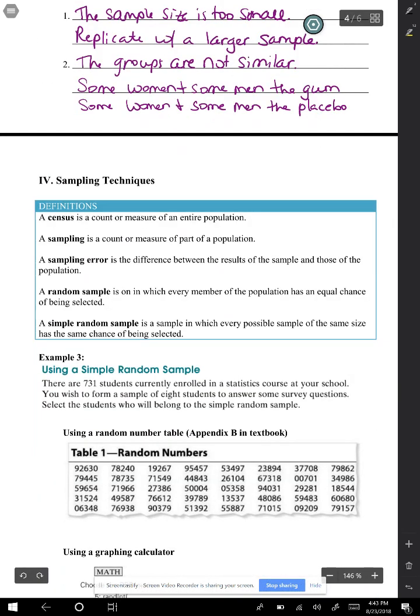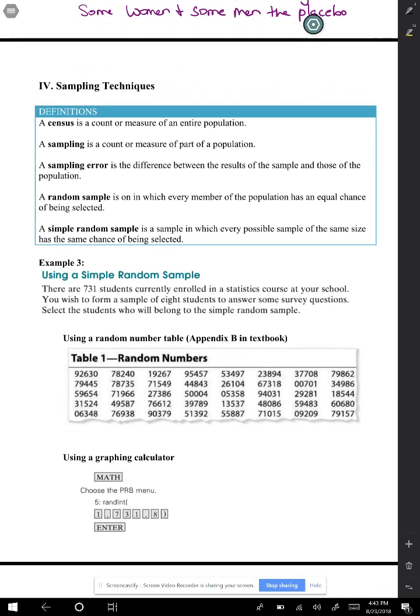Okay, the next thing we're looking at is sampling techniques, and these are ways to actually find samples or create samples so that you can conduct your experiment. And when we're looking at this, again, we have several definitions, and I'll go through some of these rather quickly. You can go back and read them better yourself, but most of these are pretty self-explanatory.